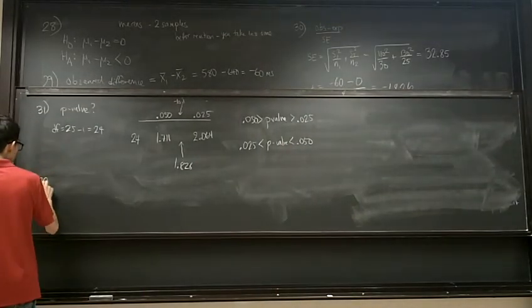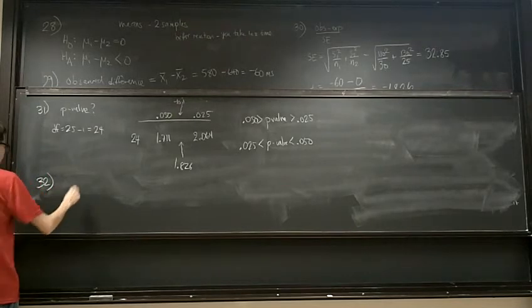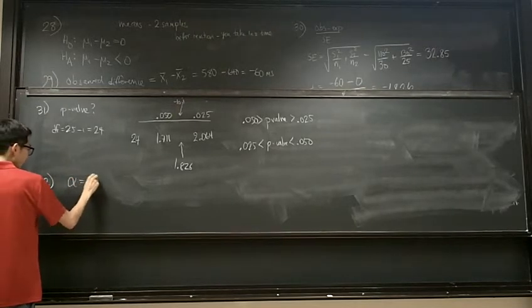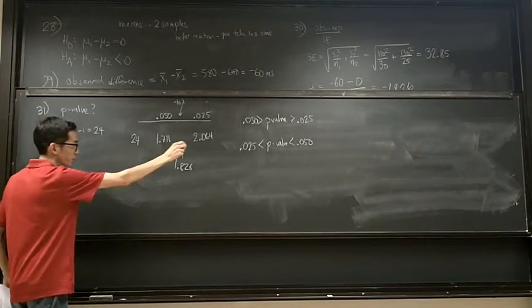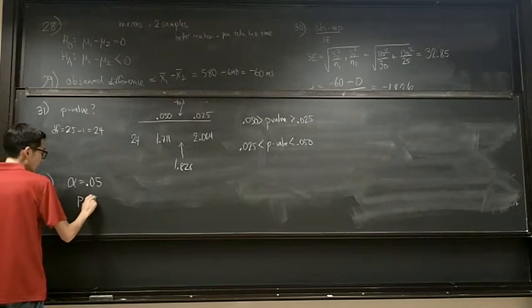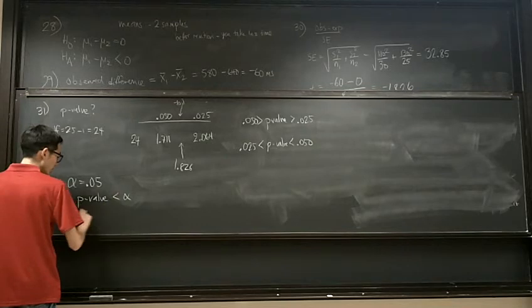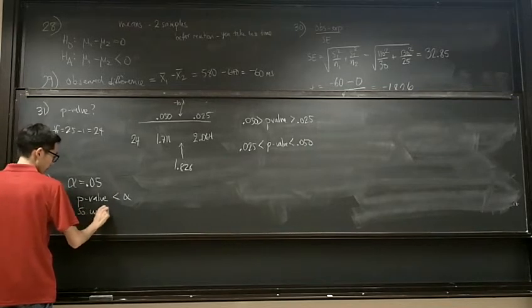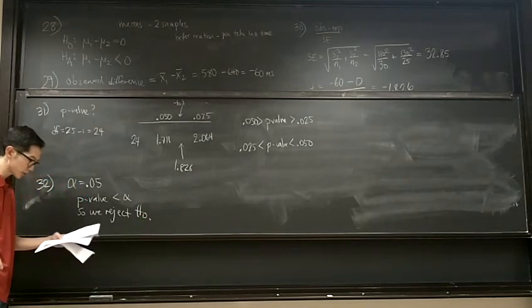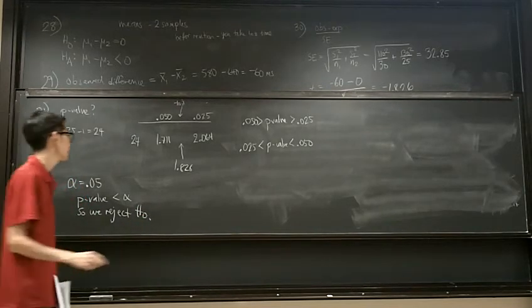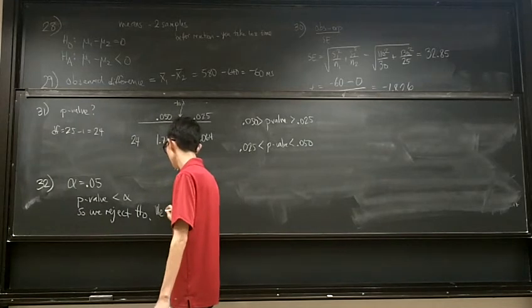32, what is our conclusion? Let's assume it says, assume alpha is 0.05, or use alpha equal to 0.05. What is our conclusion? You reject. My p-value is less than alpha, so we reject the null hypothesis. And that means we have evidence that caffeine improves reaction time.